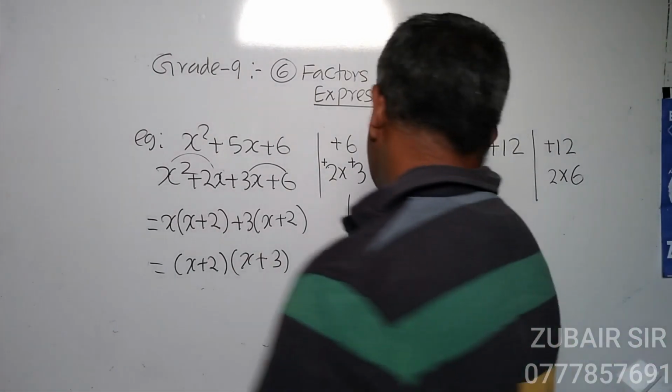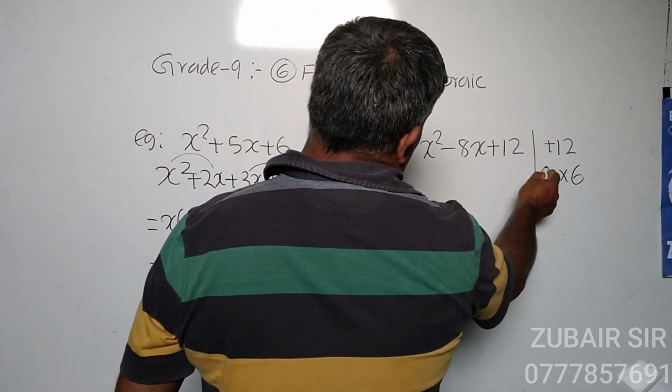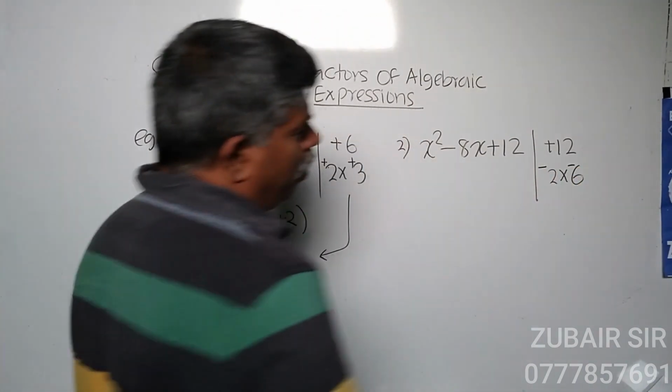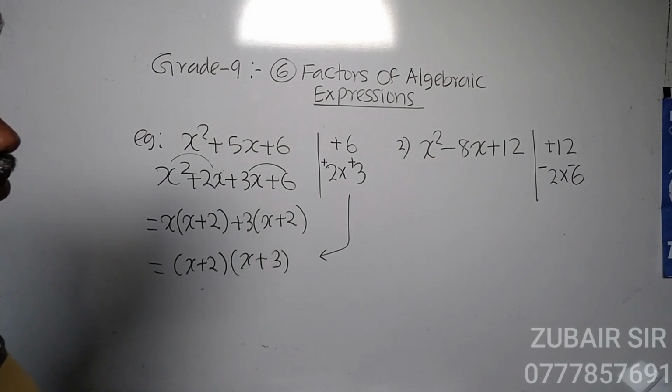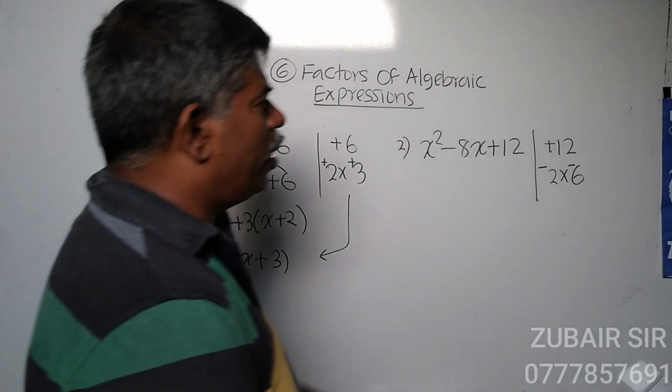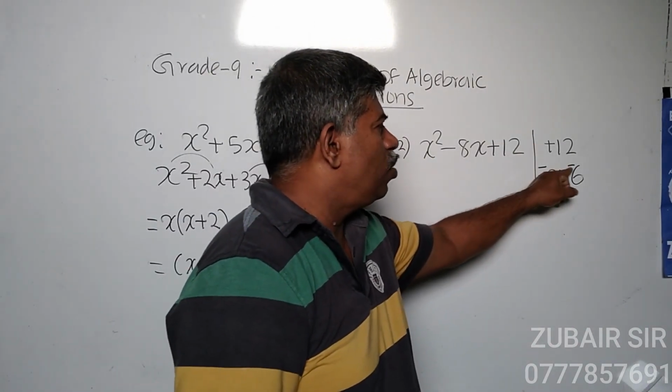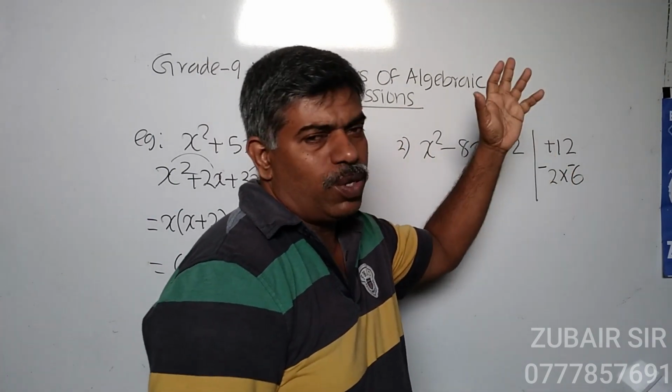But I have to get minus 8. When you put minus 4, both minus 2 and minus 6 give minus 8. But when you multiply, you have to get the upper part. So minus into minus is plus, the sign also, okay.